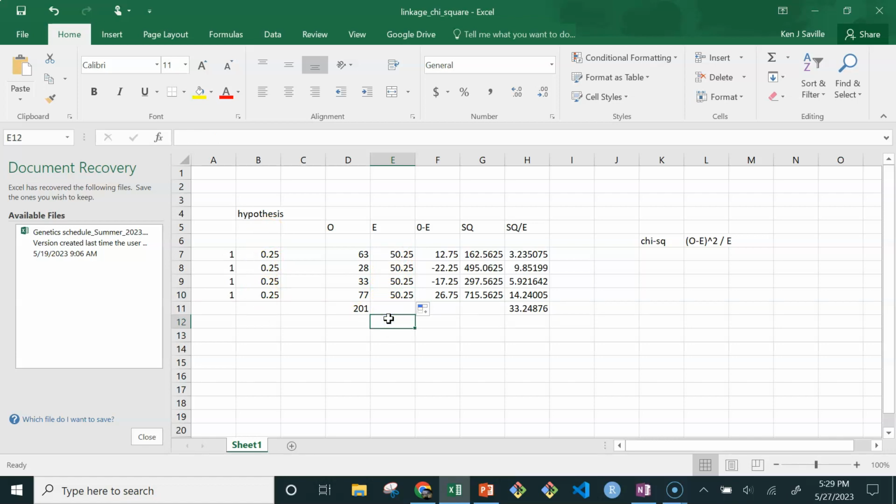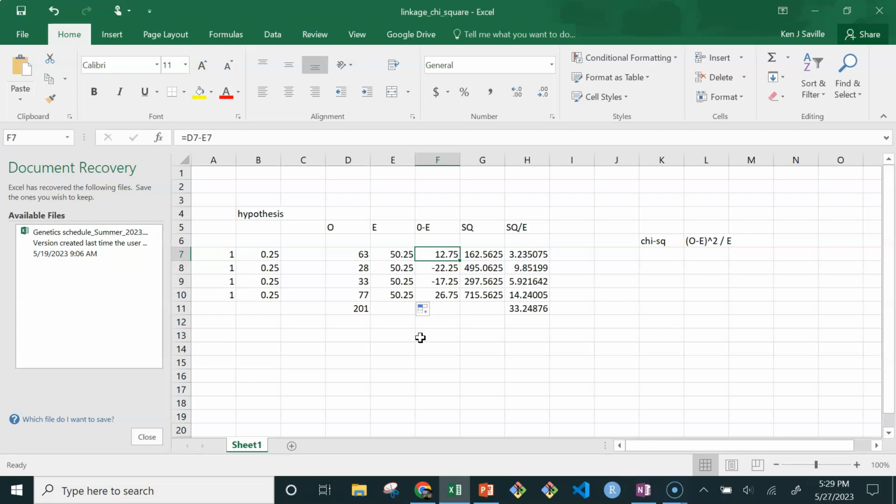So it's super useful. Then we do O minus E. So here D7 minus E7, and then D8 minus E8, etc. And we get these numbers. And so this is chi-squared. So this is the O minus E part over here. And really what chi-square is measuring is the difference between what we observed and what we expect.